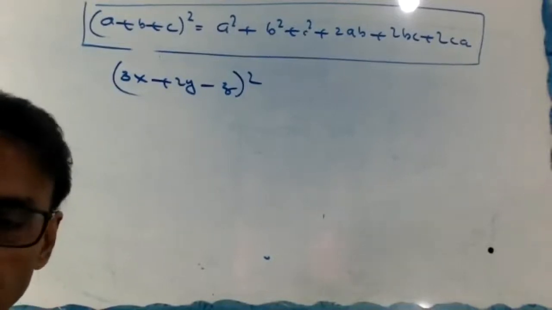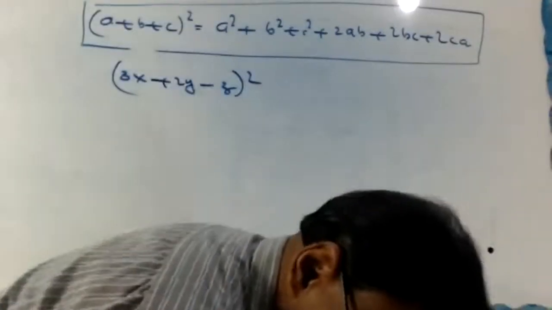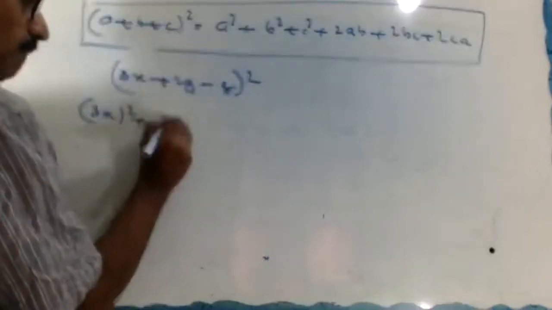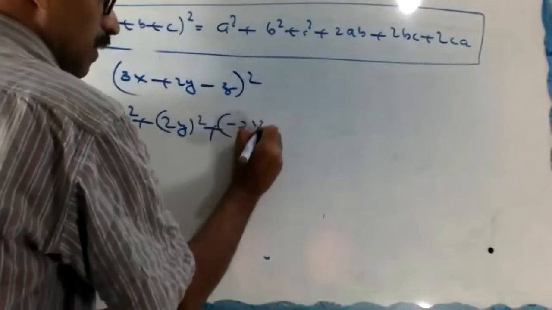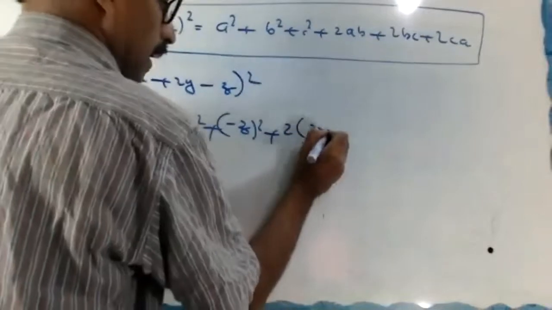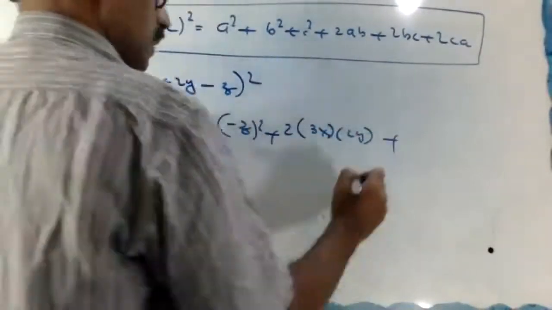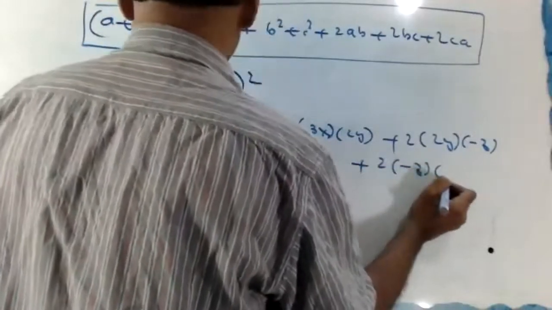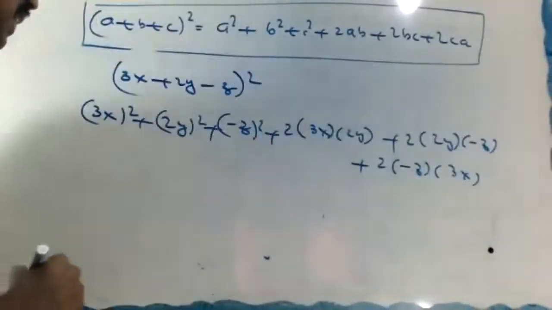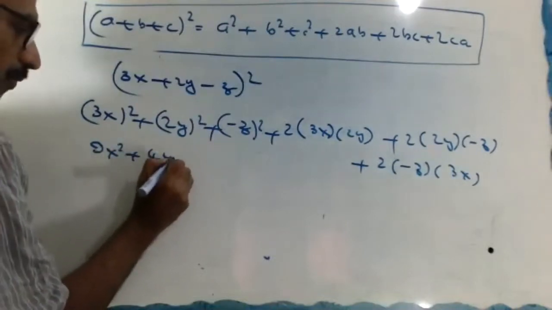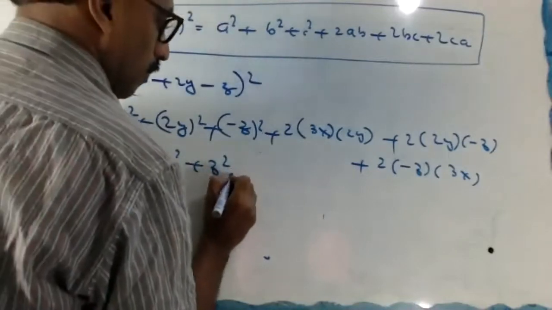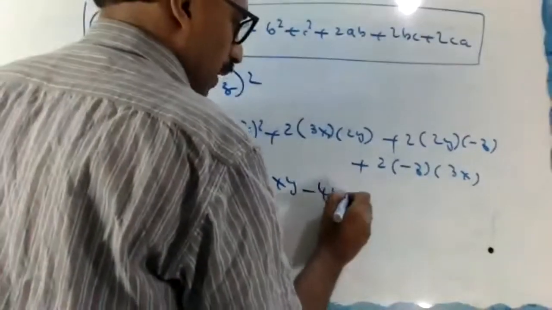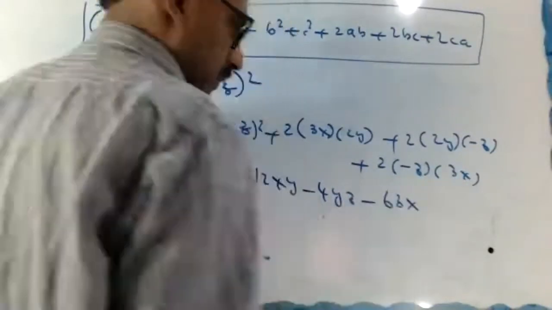Okay, look here. I'll show this one. (3x) whole square, if you follow the identity, plus (2y) whole square plus (minus z) whole square plus 2ab: 2 into 3x into 2y plus 2 into 2y into minus z plus 2 into minus z into 3x. Follow exactly like this. Don't write directly. 9x square plus 4y square plus z square plus 12xy minus 4yz minus 6zx.